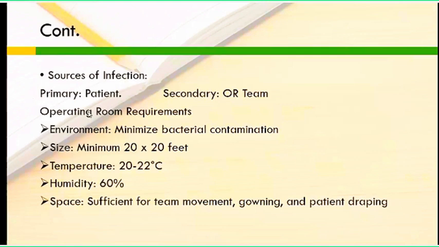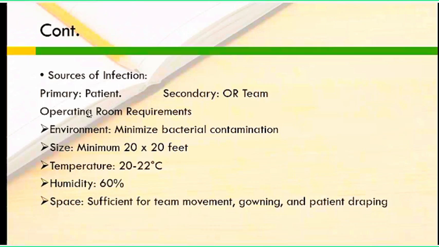Primarily, a patient is a source of infection, while the secondary source of infection is the operating room as well as the team involved in the operation. So there are basic requirements of an operating room, which include, one, the environment. The environment should be sterile enough in order to minimize bacterial contamination.